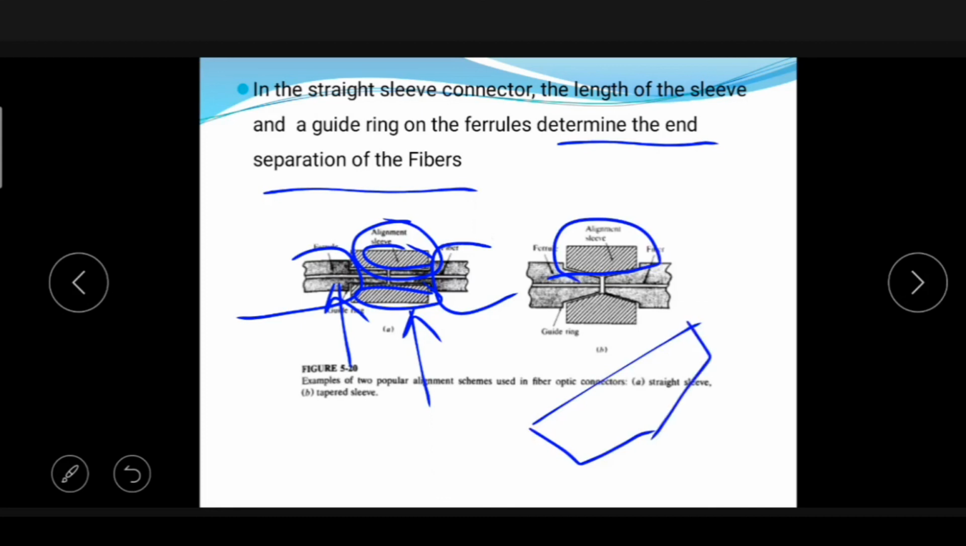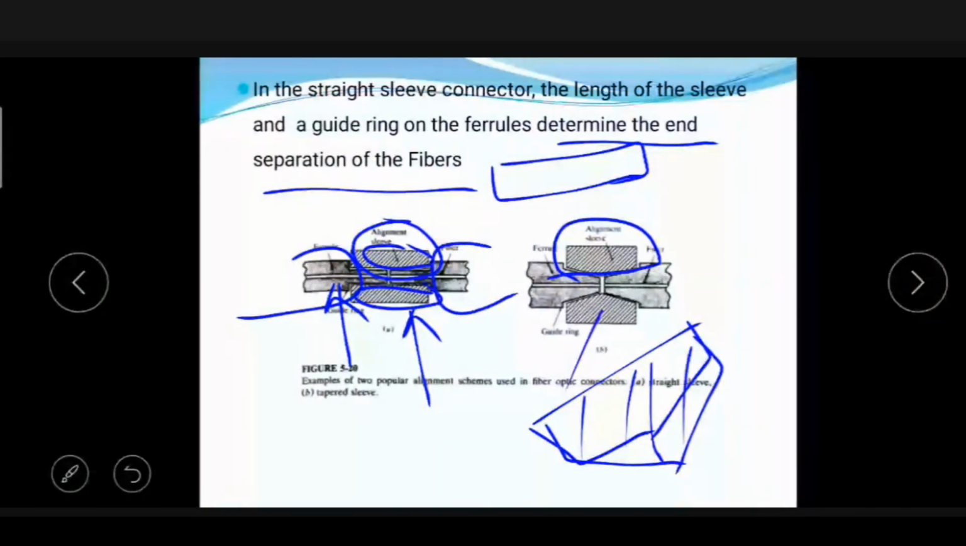In the first case, it is straight. In the second case, it is tapered like this. Tapered sleeve. So you can see at the top and at the bottom that the fibers are placed. So this is a fiber, this is a fiber. Here this is a fiber, this is a fiber.